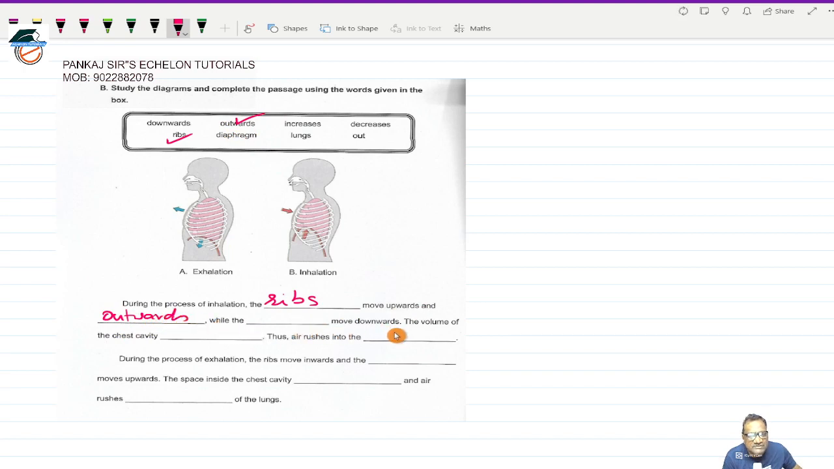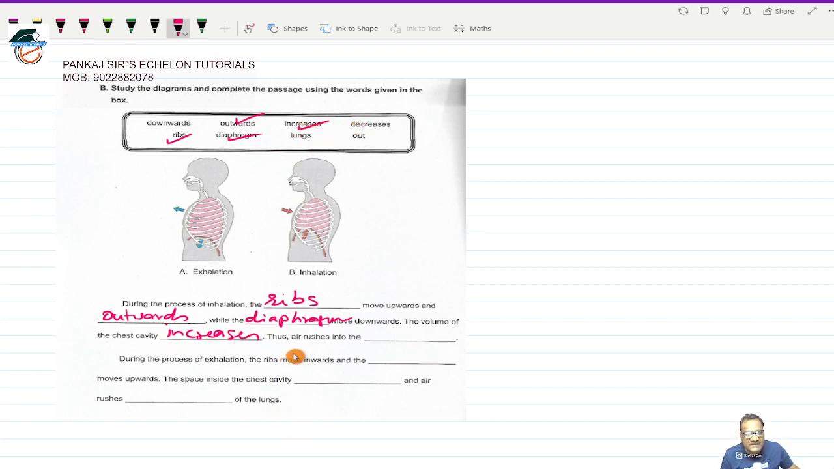While the dash moves downwards. Now what moves downwards? When you inhale, the lungs are coming down, so the diaphragm comes down. So here I will write: while the diaphragm, diaphragm moves downwards. So ribs, outward, diaphragm, these three are used. Now the volume of the chest cavity dash. When you are inhaling, the volume of the chest cavity increases. So you have used this also.